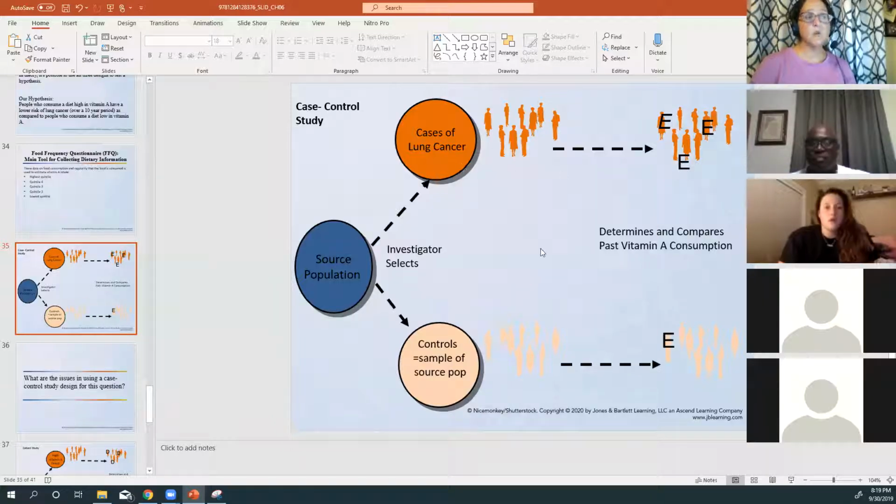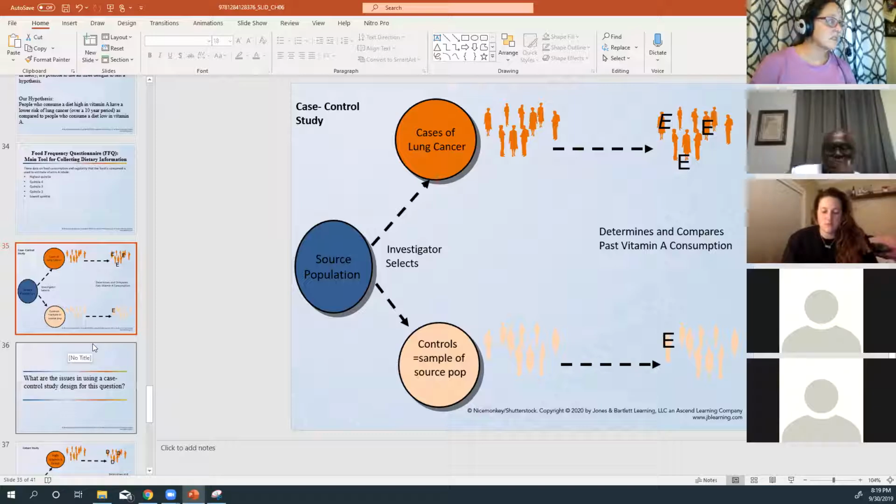And then I'm going to ask them questions. So I can do food frequency questionnaires and determine whether or not they were exposed to sufficient levels of vitamin A or not. So how much vitamin A they had. So that's how you can conduct this study as a case control study.